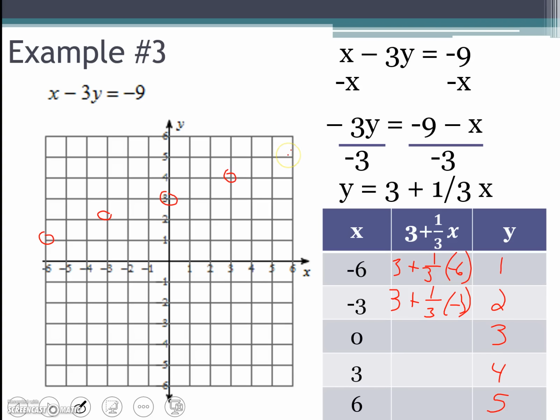So once I've plotted all my points, I can then go ahead and connect my points, and I would draw myself a straight line. Now if you have any zigzag moments, then you know that you have yourself a wrong number somewhere in your y value.